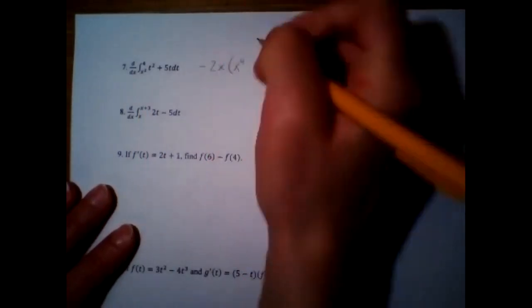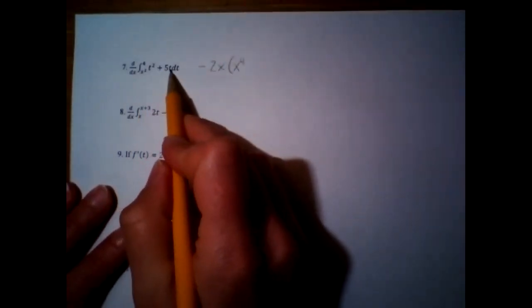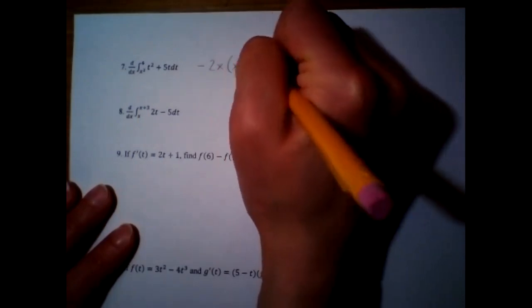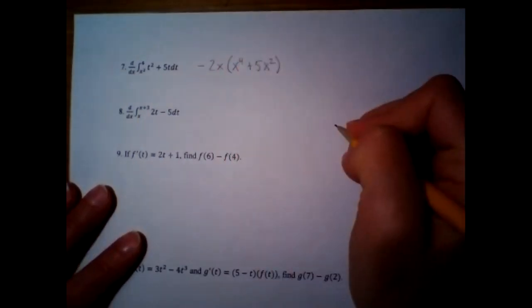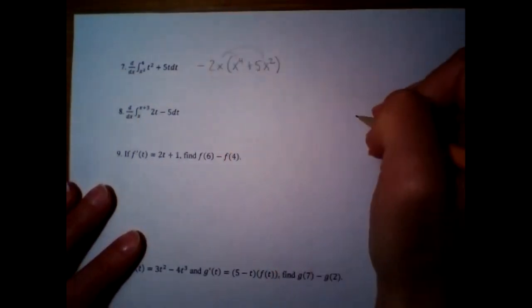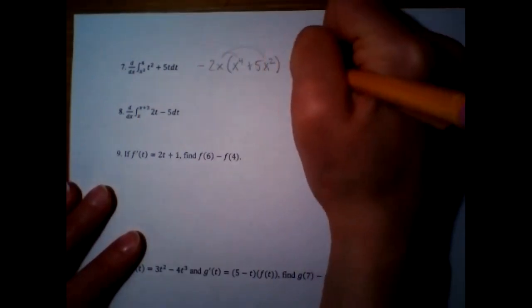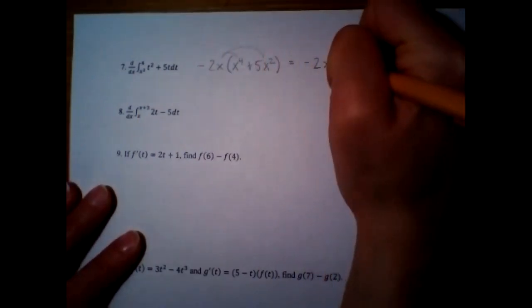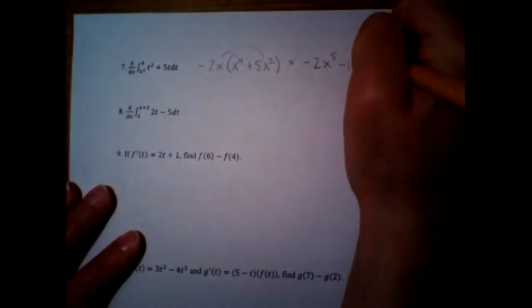So if you plug in x squared here, you get x squared squared, which would be x to the 4th, and then plus 5x squared. And then I'm just going to distribute the negative 2x. So this will be negative 2x to the 5th minus 10x to the 3rd.